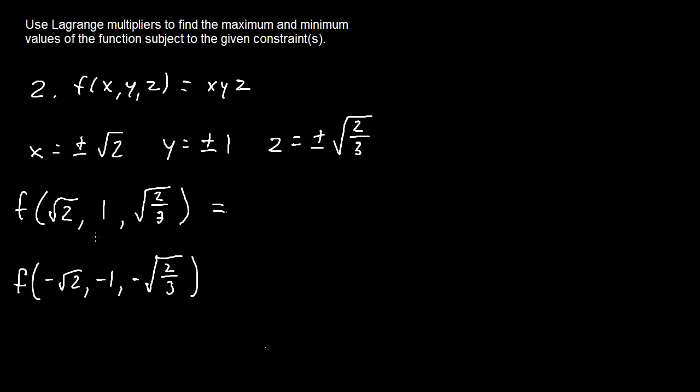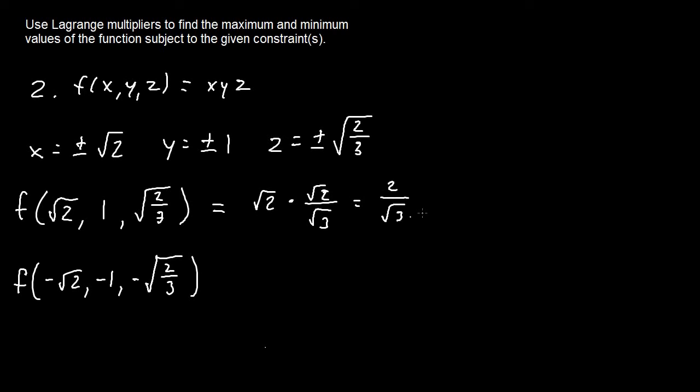So let's go ahead and first plug in square root of 2, 1, and square root of 2/3. So we get x times y times z, which is square root of 2 times 1 is square root of 2, times, now I'm going to rewrite square root of 2/3 as square root of 2 over square root of 3. So square root of 2 times square root of 2 is 2, so then we get 2 over square root of 3.